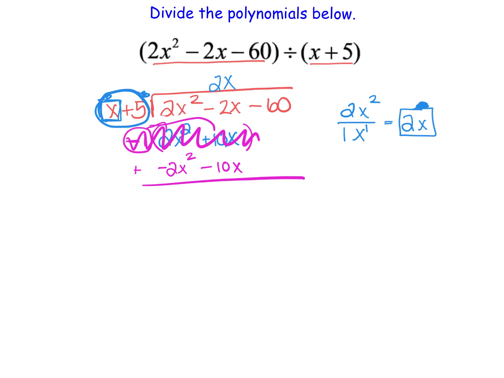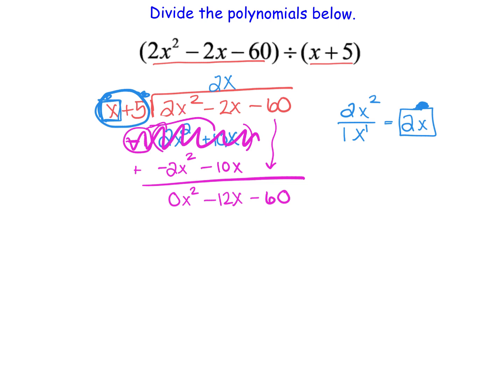So if I do 2x squared and negative 2x squared, that gives me 0x squared. So you can see that my x squareds in my red polynomial have been eliminated. Negative 2x minus 10x gives me a negative 12x. And then negative 60 has nothing to add or subtract from it, so that's just going to be a negative 60 transferred down. So that's our first step in polynomial division. And now we're just going to repeat that process until we have basically run out of terms.